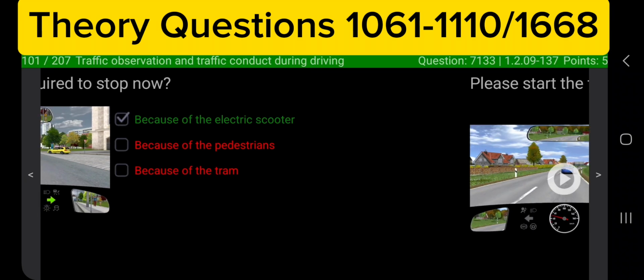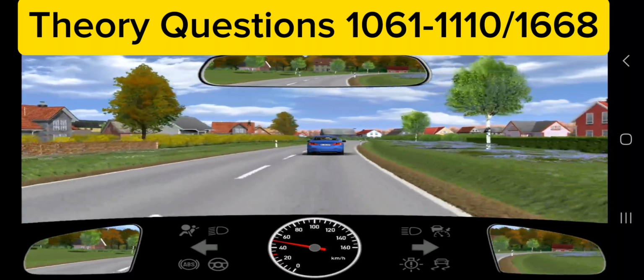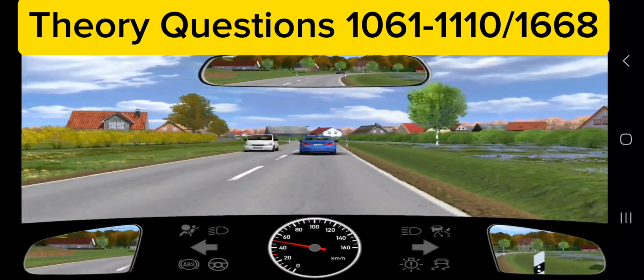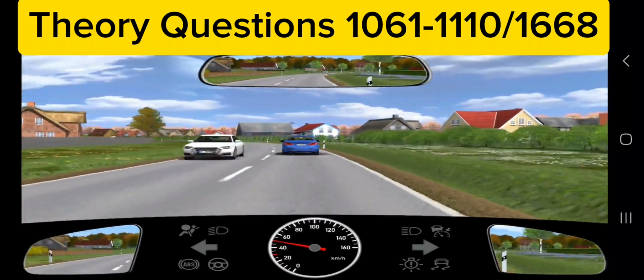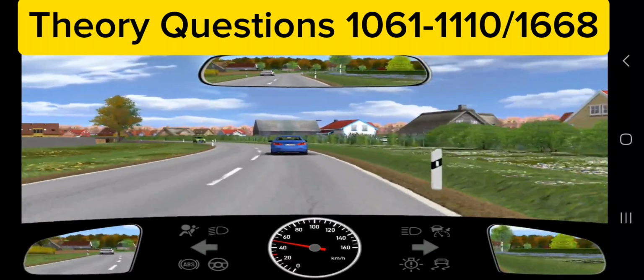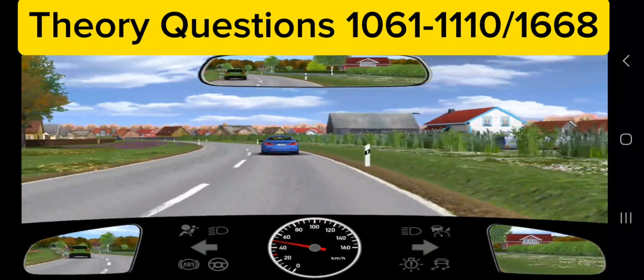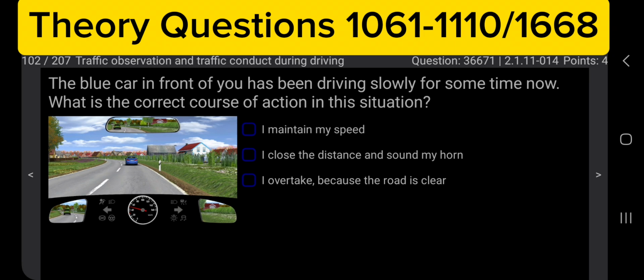Because of the electric scooter. I maintain my speed. I close the distance and sound my horn.